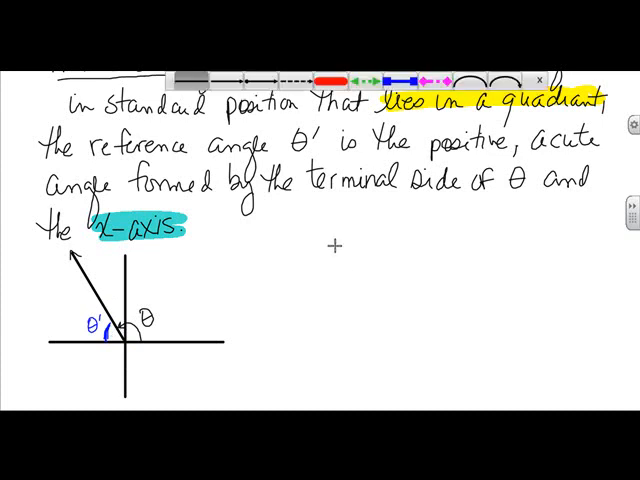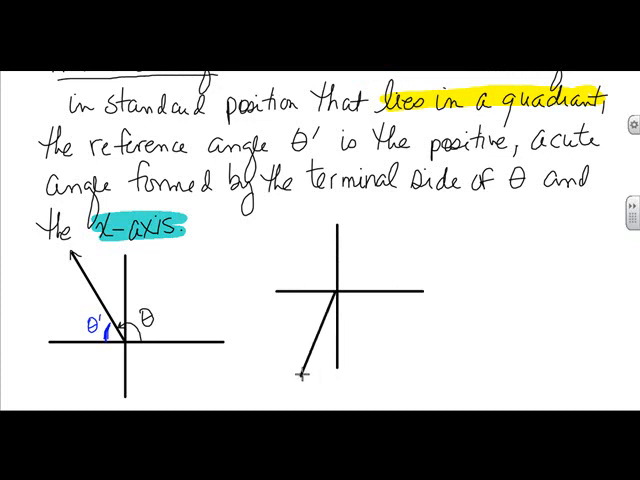If angle theta is in the third quadrant somewhere, so we might have this angle for theta, then the reference angle again is measured back to the negative x-axis. So theta prime would be there. Again, don't worry about the fact that that angle is below the x-axis. That doesn't matter. What's important is how big it is.